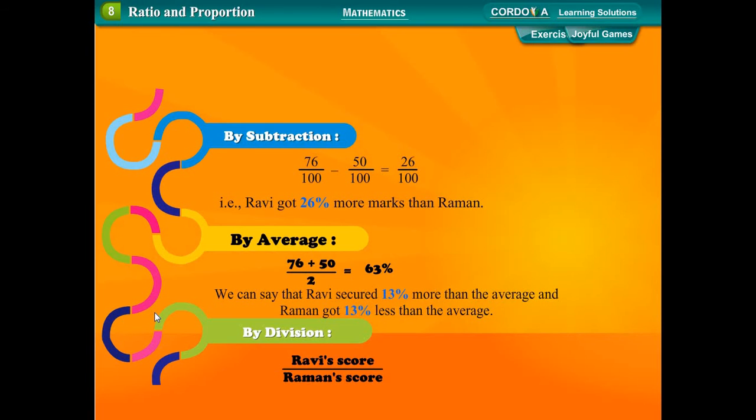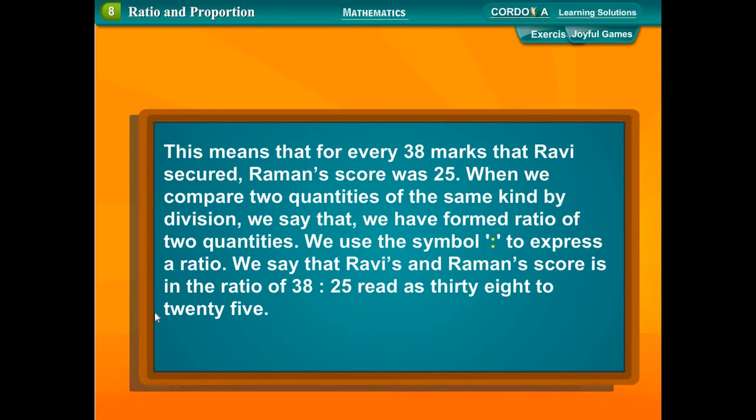By division, Ravi's score upon Raman's score is equal to 76% upon 50%, which is equal to 76 upon 50, which is equal to 38 upon 25. This means that for every 38 marks that Ravi secured, Raman's score was 25. When we compare two quantities of the same kind by division, we say that we have formed a ratio of two quantities. We use the symbol : to express a ratio. We say that Ravi's and Raman's scores are in the ratio of 38:25, read as 38 is to 25.